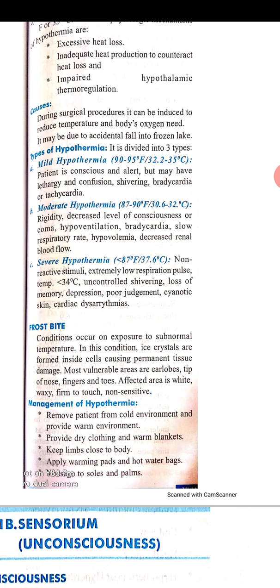If the patient is in a cold environment and the temperature is lower than the normal environment temperature, remove the patient and keep them in a warm environment, and provide a warm blanket, and neat and clean dry clothes should be covered to the patient.